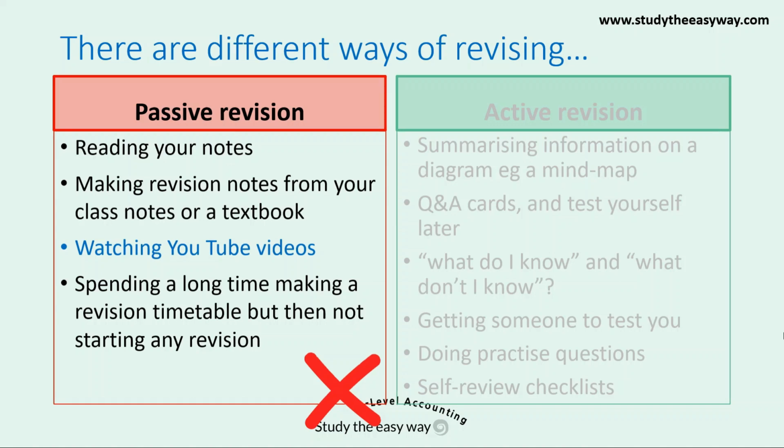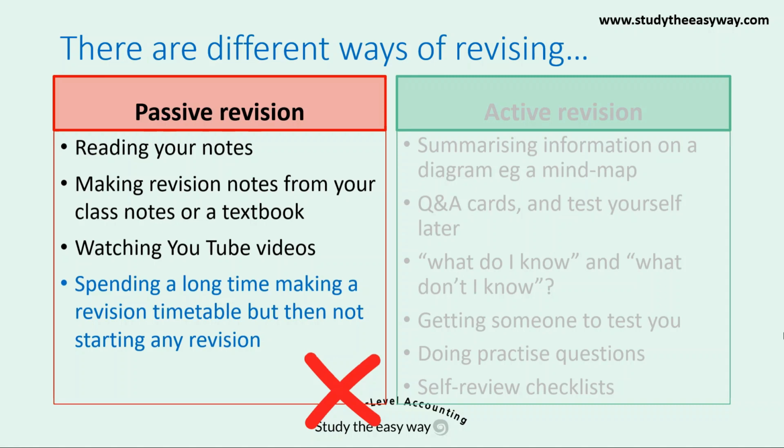A very common mistake is for students to spend a huge amount of time preparing a revision timetable. It might be neatly divided into hour-long sections for each day of the week and have colour-coded slots for every subject and topic. But the risk here is that you spend so much time making your revision timetable that you run out of time to actually do any revision.